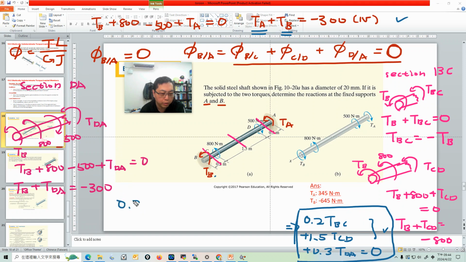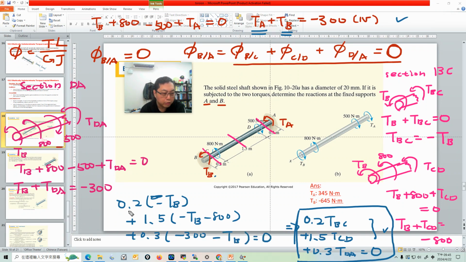So we will have 0.2 times minus TB. And TCD, we already know TCD is equal to minus 118 minus TB. So it's 1.5 times that, and here minus TB over here, so a minus 800. And finally, we have TDA. TDA is equal to minus 300 minus TB, and equal to 0. See, we finally got this one equation.